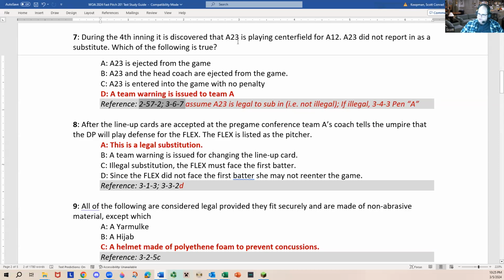Now, if the actual substitution, A23, is actually illegal, like A23 can't go in for A12, reported or not, it can't happen. It's not possible. It's not legal. Well, then you have 3-4-3 penalty A comes into effect. Now you have a player that's illegal. The player is removed, and the coach is restricted or removed. I forget which, but it's a much more drastic penalty. This is just like everything was fine. They just didn't tell you. Give them a warning, correct the lineup, go on with the game.